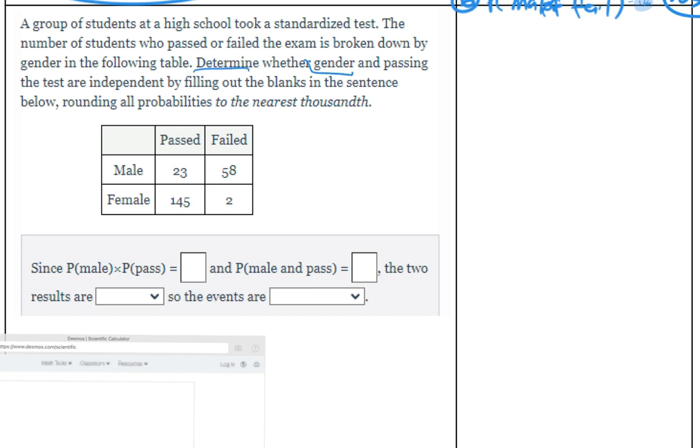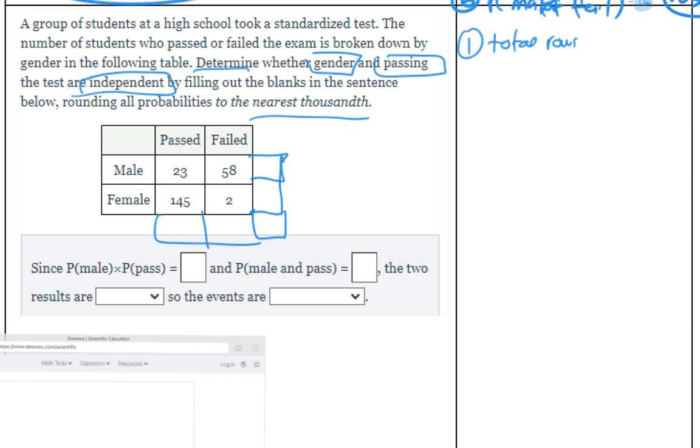It wants to determine whether the gender and passing are independent. So it's the same thing, but that's where we look at where our question is. It also still wants it to the nearest thousandth. So let's go through our steps. The first thing we want to do is total the rows. If we do it this way, let's go ahead and make our boxes, right?